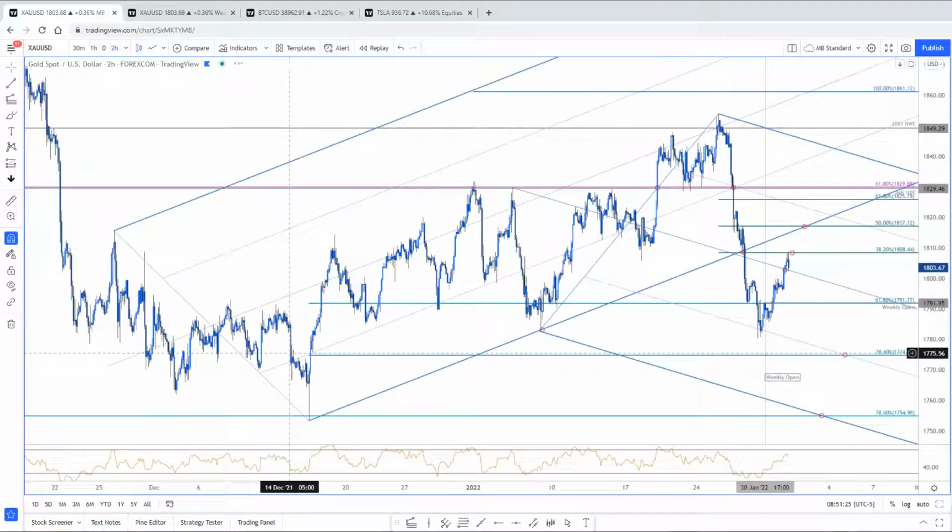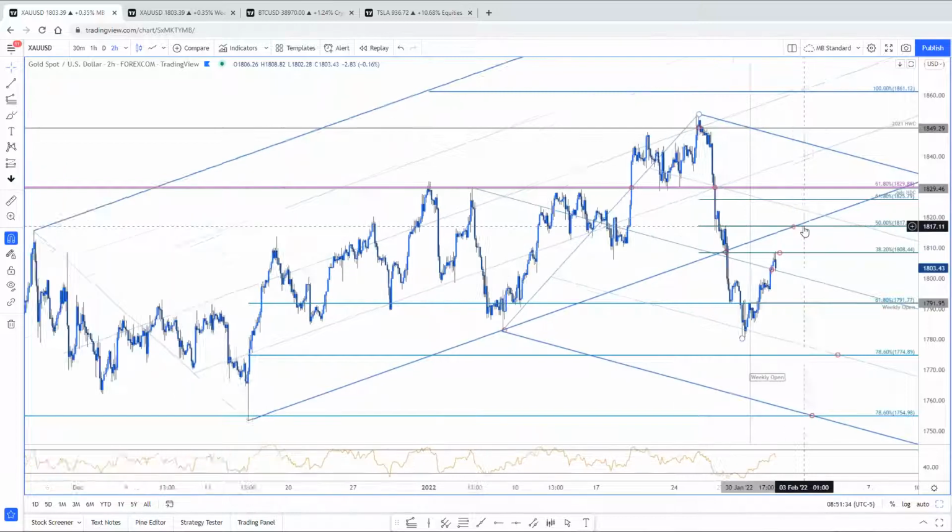Remember, again, this is the formation we were following off the lows. Support, break of support, that could be resistance.